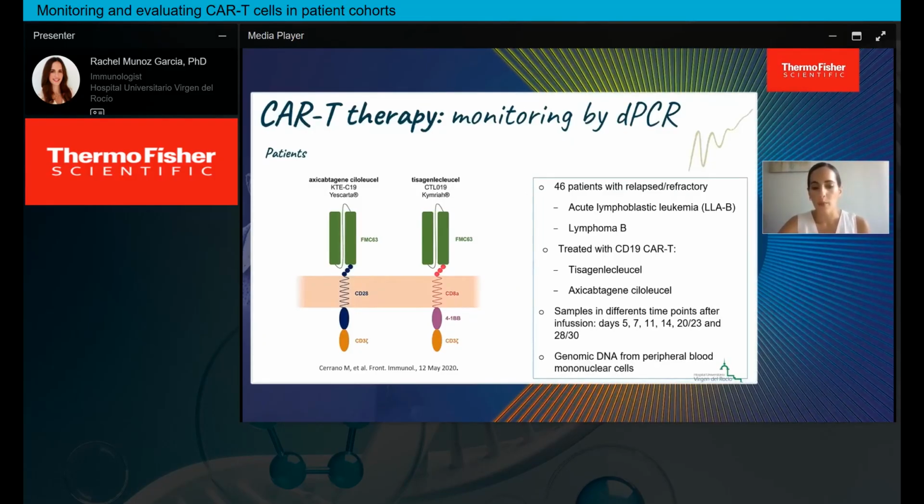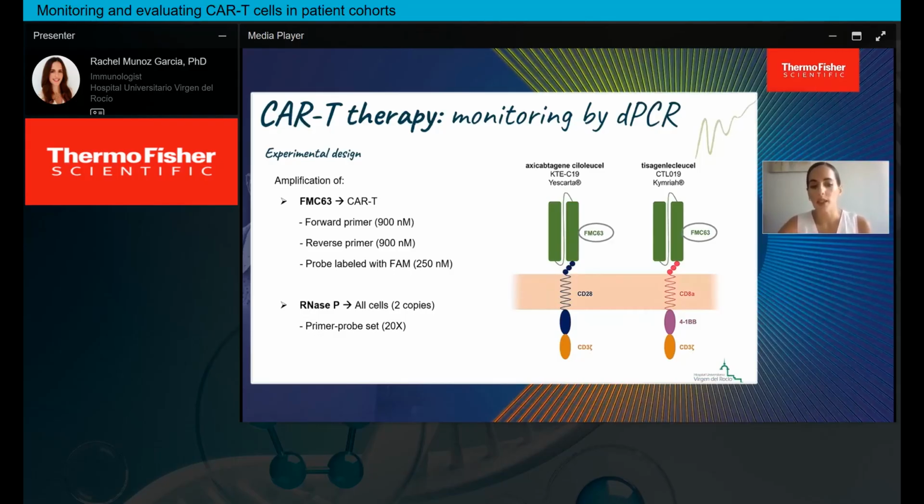We used samples of 46 patients with relapsed or refractory acute lymphoblastic leukemia or B lymphoma, treated with CD19 CAR T, tisagenlecleucel or axicabtagene ciloleucel. And we used samples at different time points after infusion of the CAR T: days 5, 7, 11, 14, 20 or 23, and 28 and 30. And we obtained genomic DNA from peripheral blood mononuclear cells of each sample.